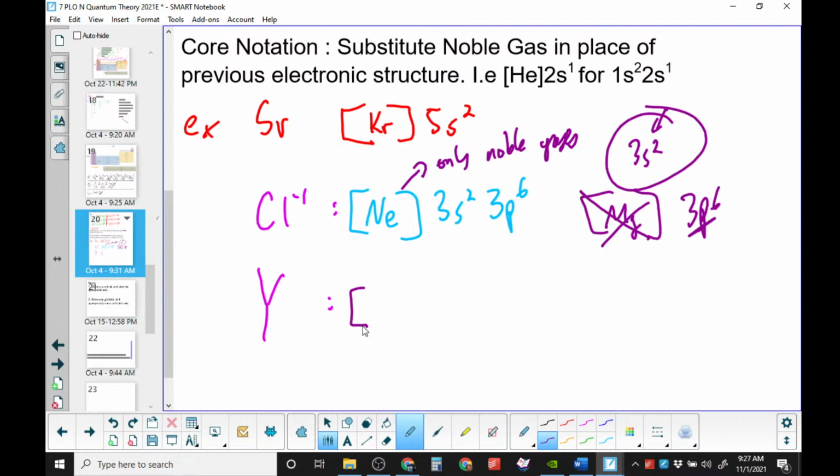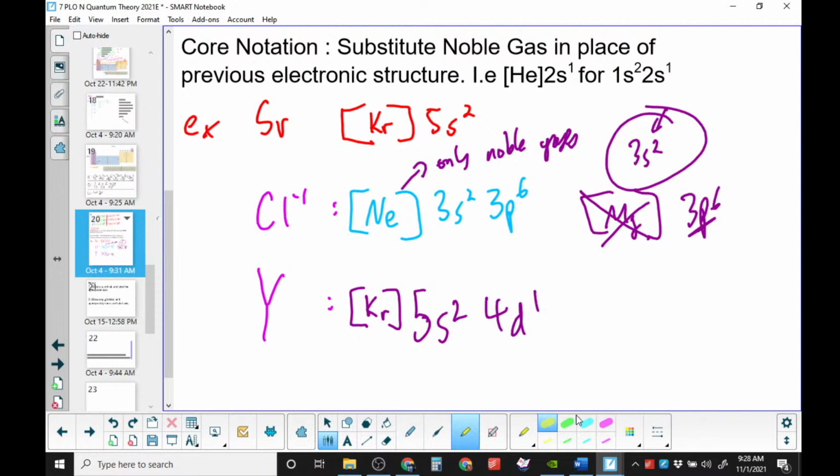Oh, have you found yttrium yet? Krypton, yeah. 5s2. Somebody said it incredulously, so I will look. 1, 2, 3, 4, 5. Yeah, it's definitely 5. And then 4d1.